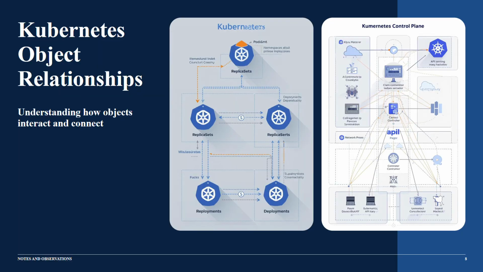The Kubernetes object relationships, understanding how objects interact and connect. Here the diagram shows this. This slide focuses on understanding service routing and communications, likely explaining how external traffic from users reaches the correct internal applications.